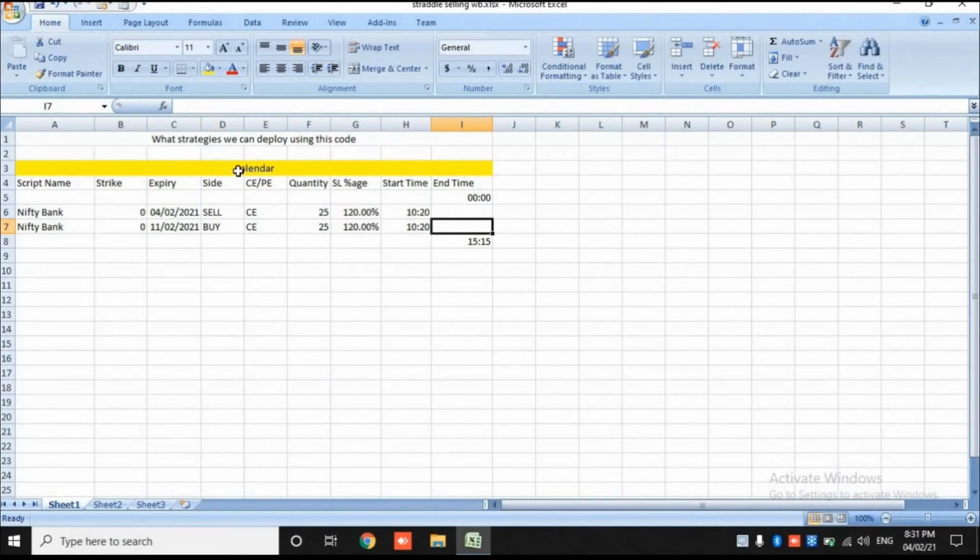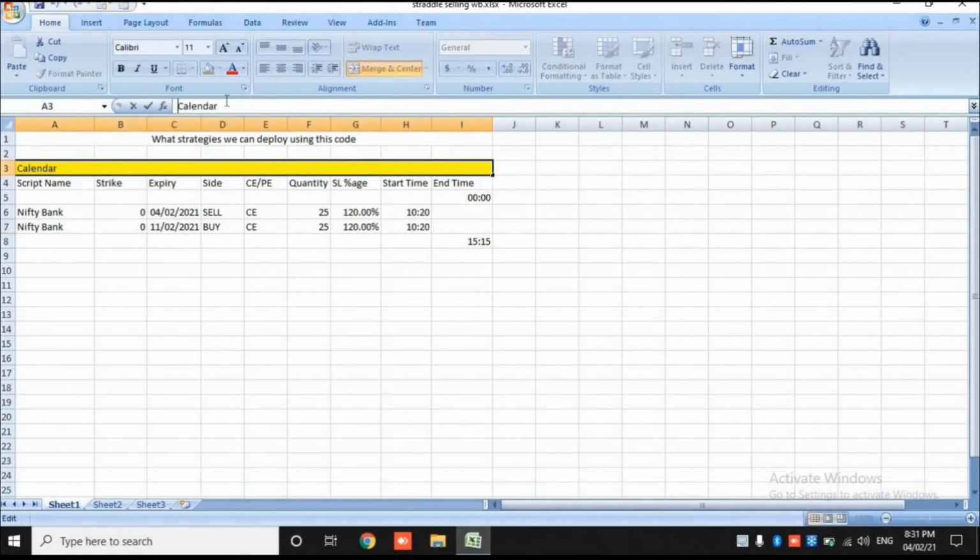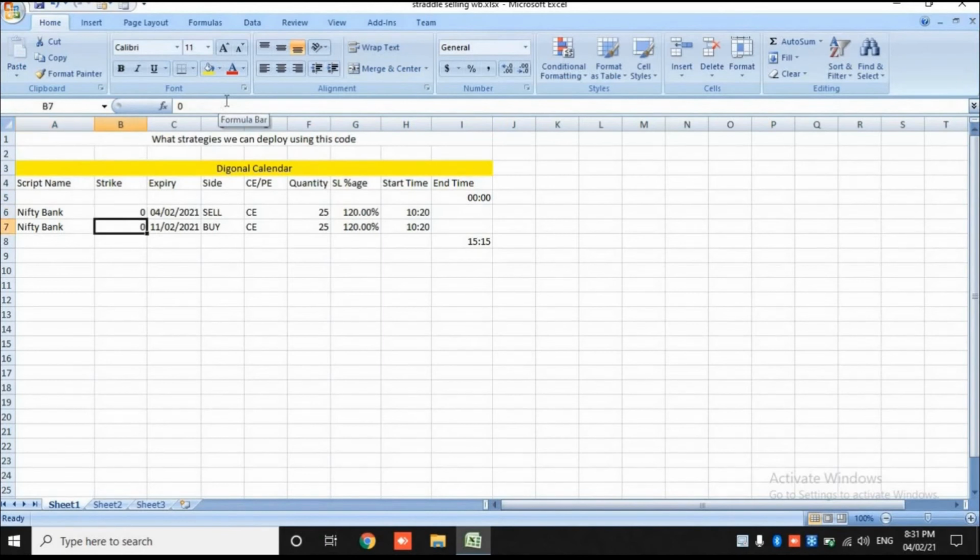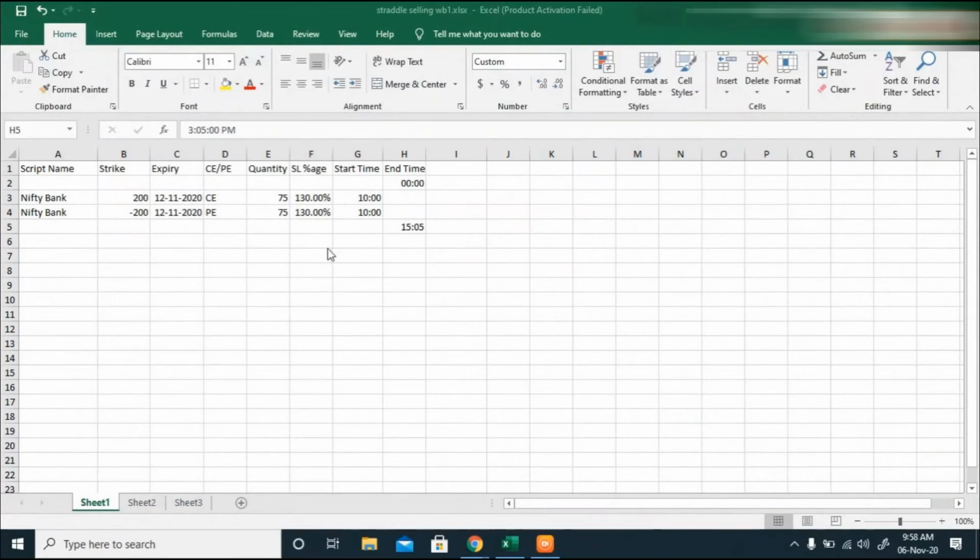Another variant of the calendar strategy is the diagonal calendar strategy. The diagonal calendar strategy is very similar to the calendar strategy, the only difference being that there are two different strike prices. Now, we shall demonstrate how to place a strangle using this tool.